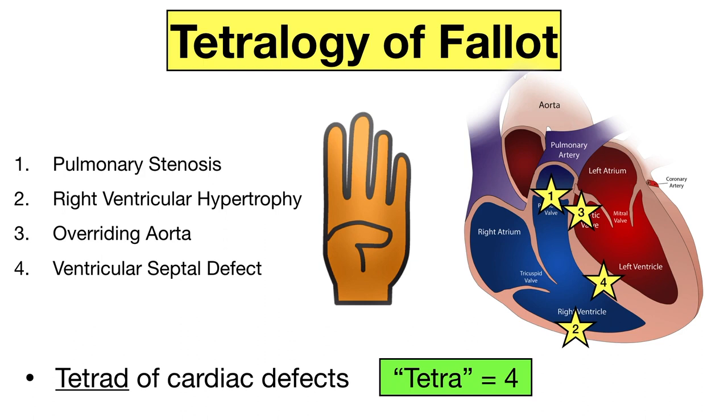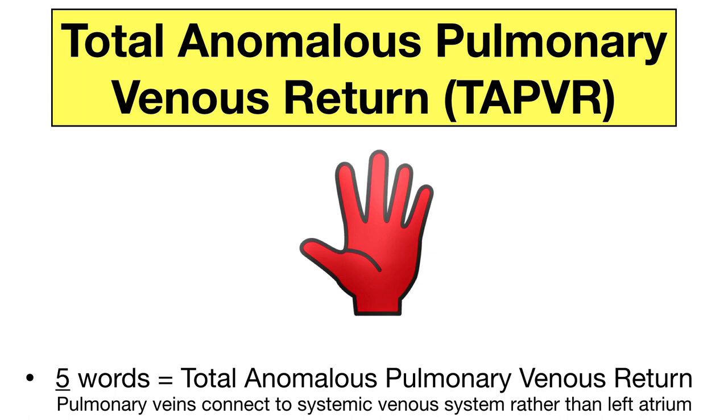The pulmonary stenosis, right ventricular hypertrophy, and ventricular septal defect can alter pressure gradients and allow oxygen-poor blood to travel from the right ventricle to the left side of the heart, and this can lead to cyanosis. So again, you can use 4 fingers to remember Tetralogy of Fallot and how there is a tetrad of 4 cardiac defects. The 5th cyanotic heart defect is total anomalous pulmonary venous return.